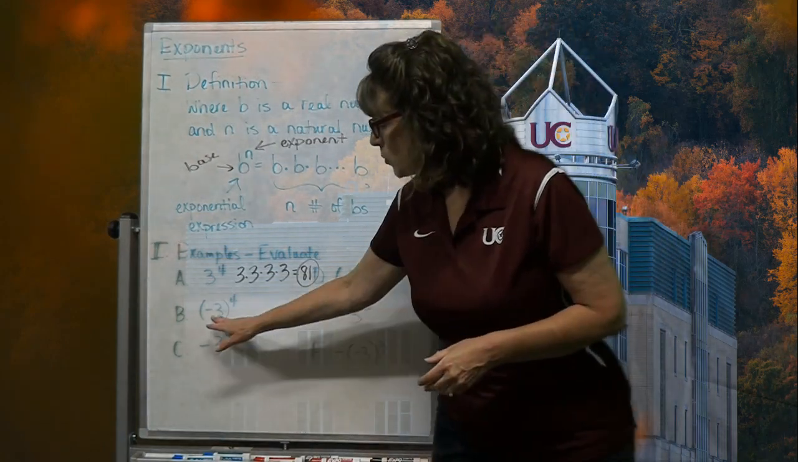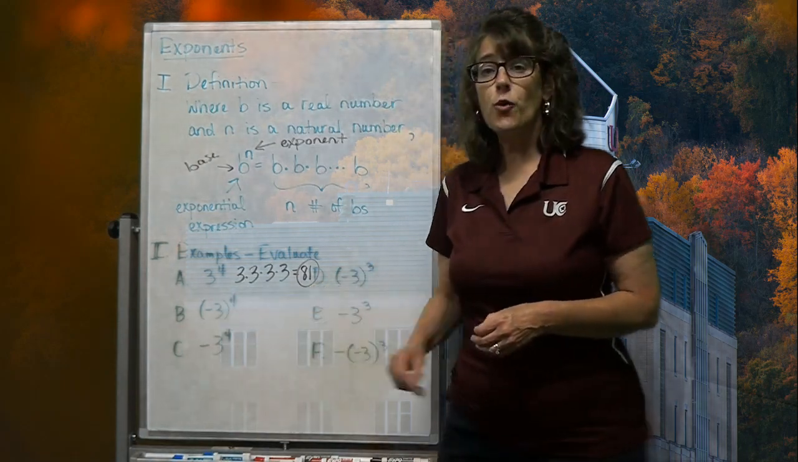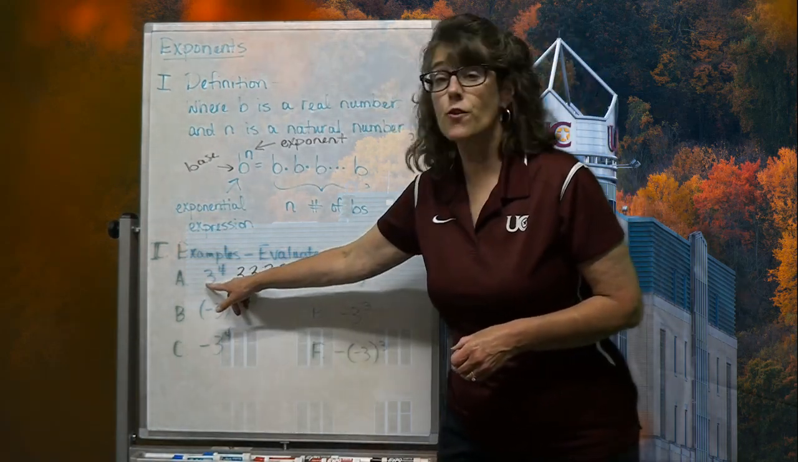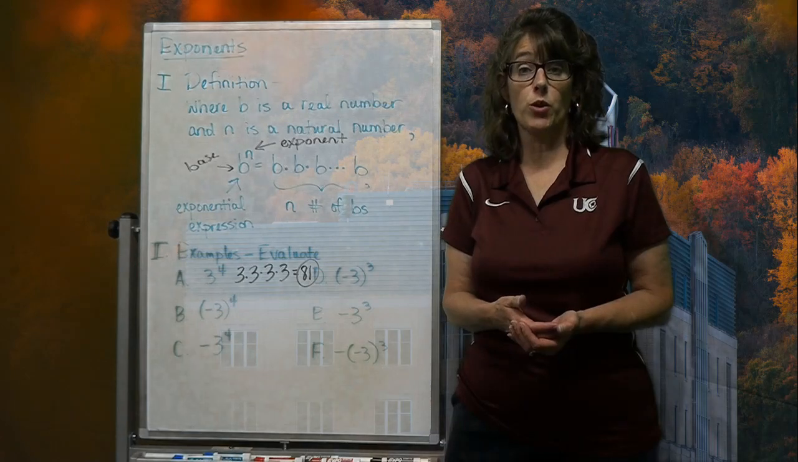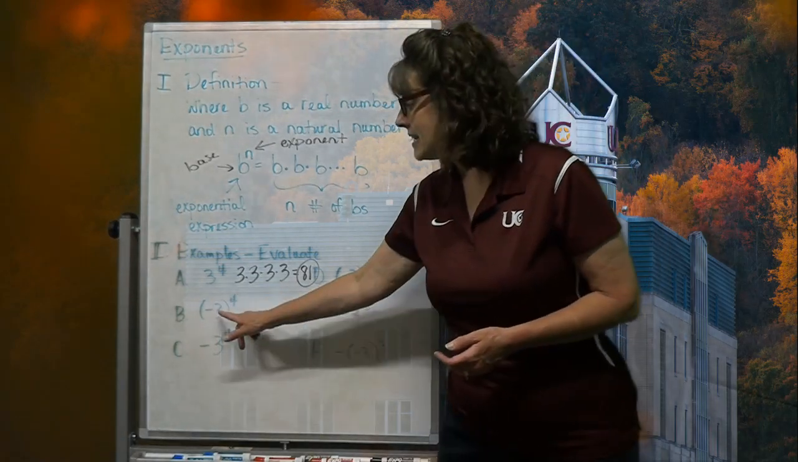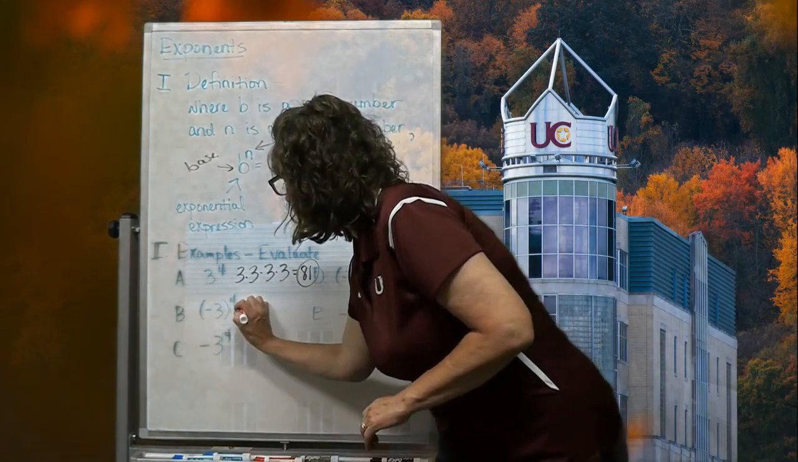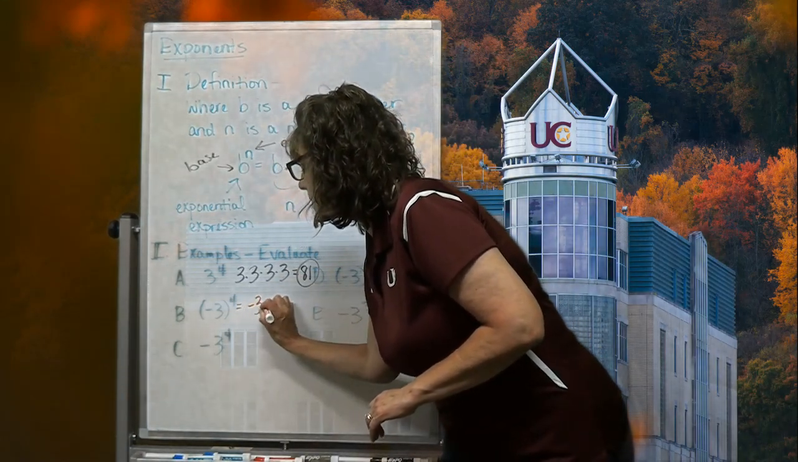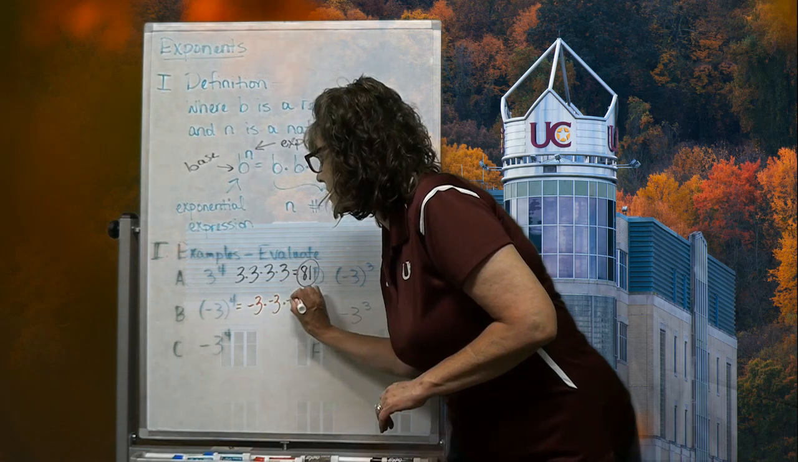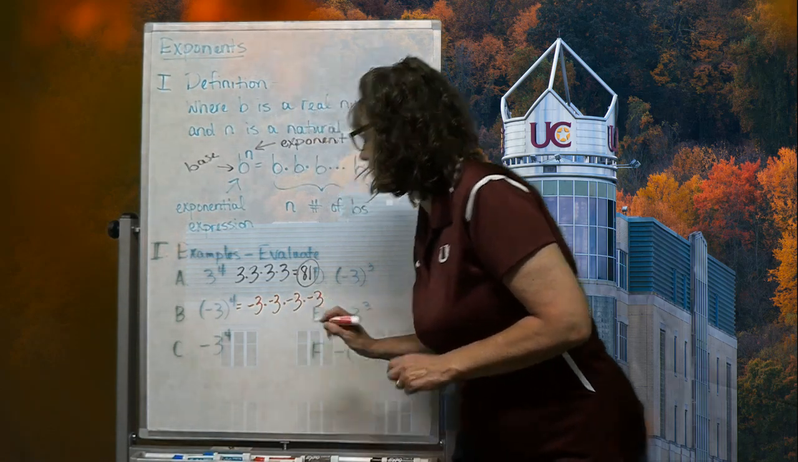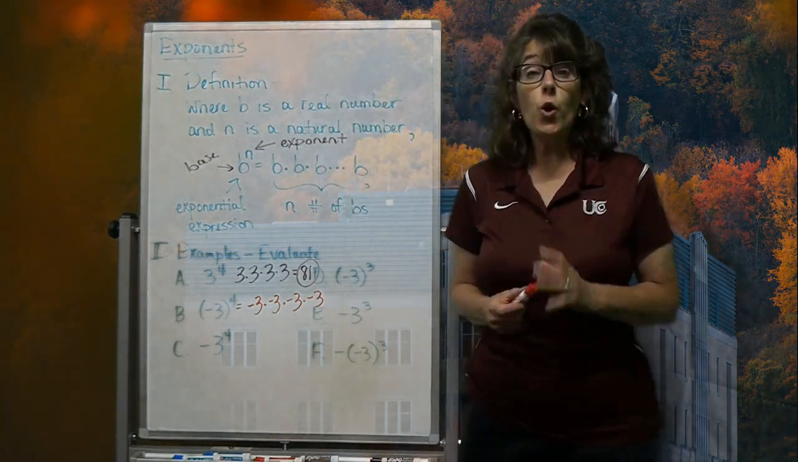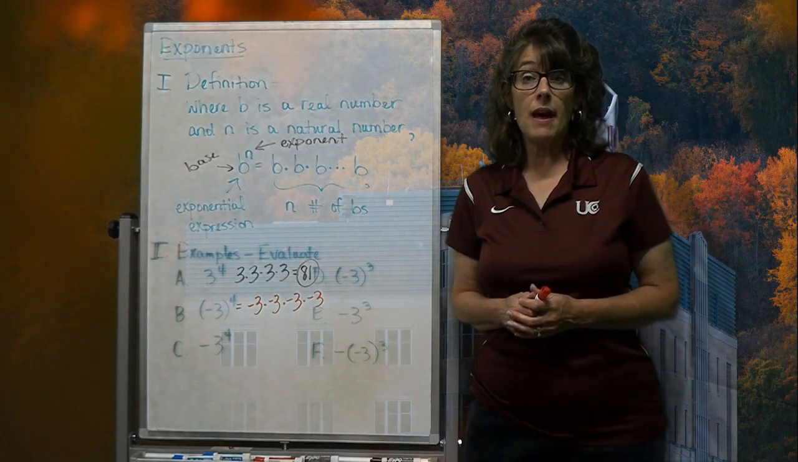Now, notice that this one says to the 4th power, but it's no longer a 3 to the 4th power. What's being taken to the 4th power? Yes, it's a negative 3. So what this one indicates, a little bit different, is a negative 3 times another negative 3 times another negative 3 times another negative 3. 4 negative 3's being multiplied together.